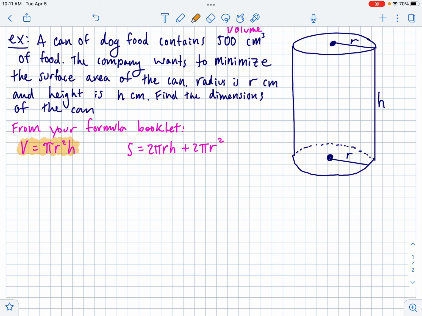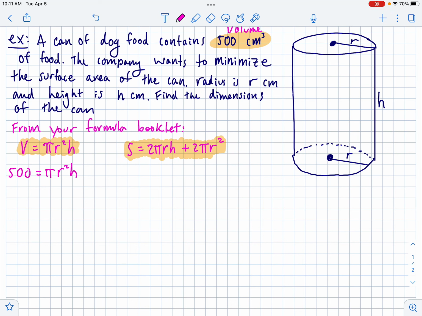So first things first, from your formula booklet, you can find this formula for a cylinder, that the volume of a cylinder is pi r squared h. Also in that same section, you can find that the surface area of a cylinder is 2 pi r h plus 2 pi r squared. Now, they tell us that the can is going to have a 500 volume. So, we can set the volume equal to pi r squared h.